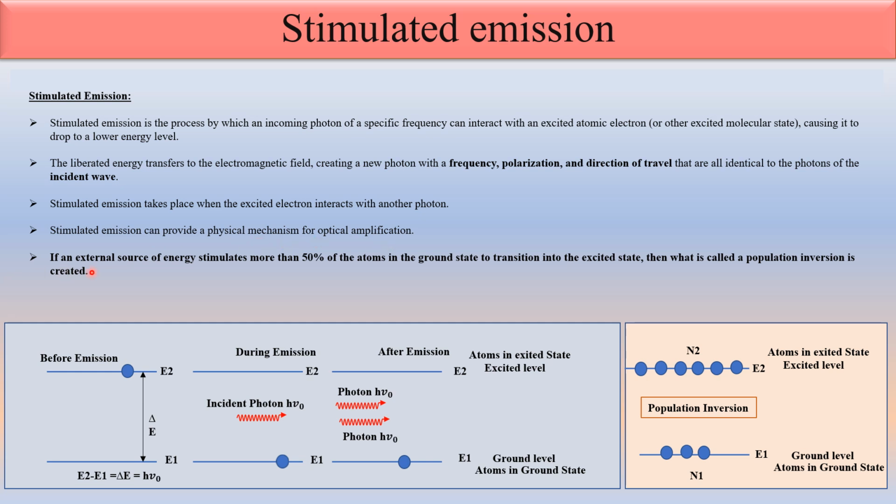Stimulated emission can provide a physical mechanism for optical amplification. If an external source of energy, suppose we are using a pump, stimulates more than 50% of the atoms in the ground state to transition into the excited state, then this is called population inversion. It means when we give external energy in the form of a pump to the erbium ions, and more than 50% of the electrons transition from the ground state to the higher state, then this situation is called population inversion.